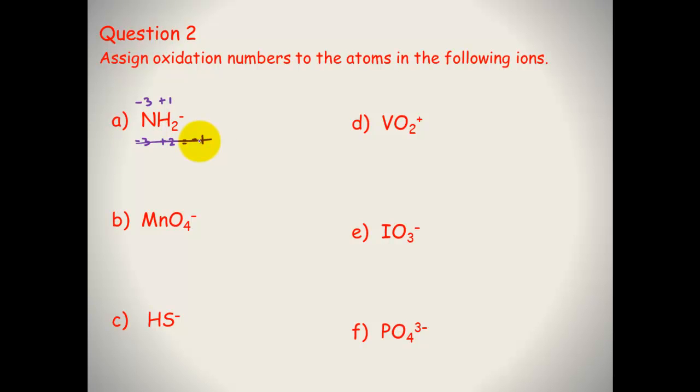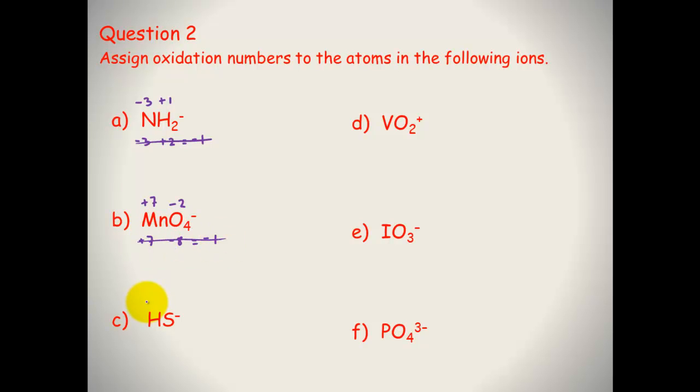There's no reason I'm crossing them out, I just don't want you to get confused with my workings with the oxidation numbers. Oxygen -2 times 4 is -8, and the overall charge is -1. That means that manganese needs to be +7. +7 minus 8 equals -1. That's correct.